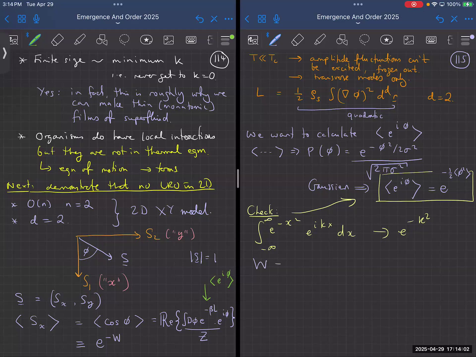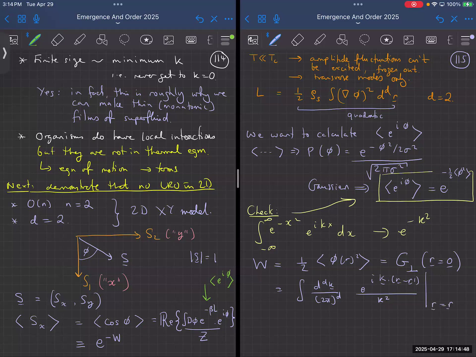So what that then tells you is that our quantity W is then just 1/2 the expectation value of φ_r squared. And what that is then is equal to G perpendicular at r equals 0. So now we need to compute what that is, and we can just simply write that down as the integral d^d k over (2π)^d, and then e to the i k dot (r minus r prime) over k squared, evaluated at r equals r prime.